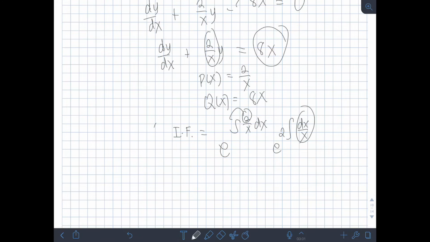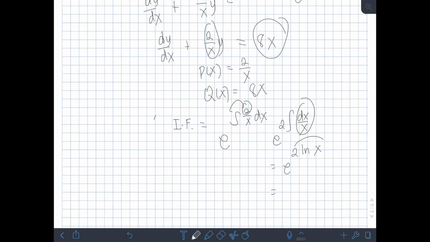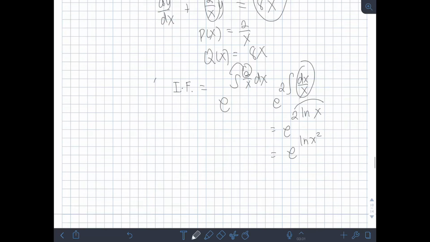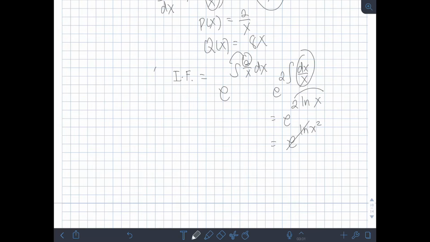So, alam natin na integral ng dx over x ay ln x, right? Tapos, itong 2, pwede nating iangat as exponent ng x using power rule for logarithm. So, we have e raised to ln x squared. Tapos, makakancel natin tong e tsaka ln, matitira ay x squared na lang. Okay, so therefore, ito yung integrating factor natin.